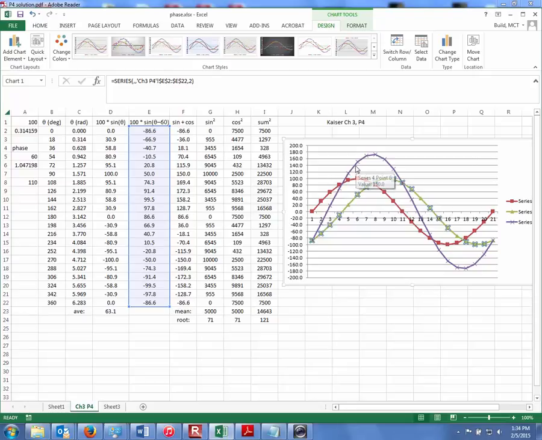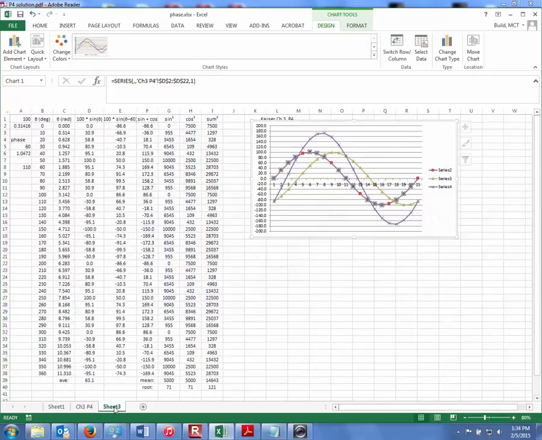And then the purple one, let's just take a look. It's the sine plus the cosine, and the reason for that is, in order to find the phasor sum, we're using what's called the law of cosines, and that's why I've got all these funny little columns. So let's go back into sheet 3, and again, this is going to be chapter 3, problem 4.